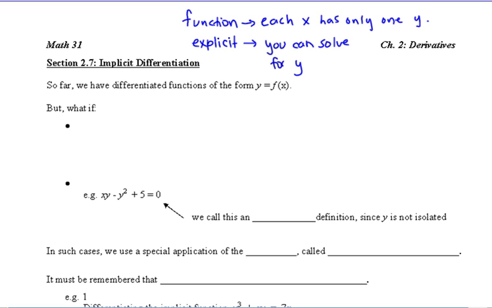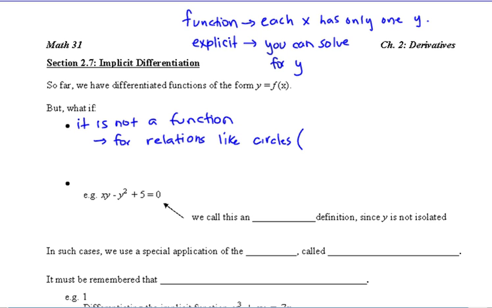But what if it is not a function? Then we give up. Like, for example, relations like circles. You with me? Bless you. Circles are always in the form of x squared plus y squared equals your radius squared. And hyperbolas, do you know what a hyperbola is? Anyone?